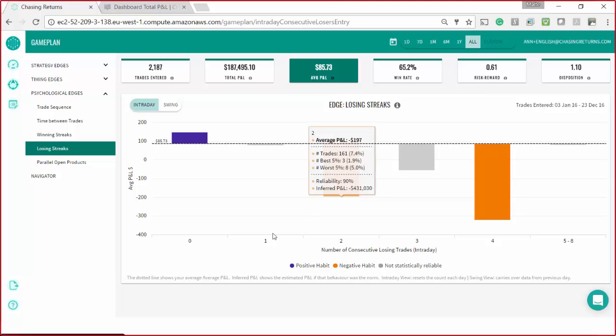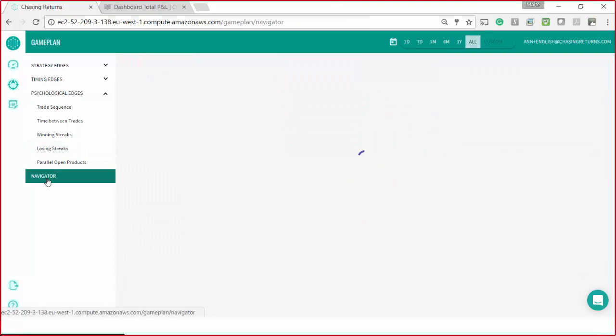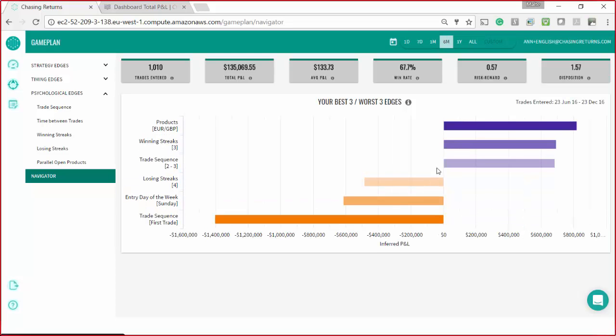And then there's just one more piece I want to show. If you go to the navigator on the bottom, and actually, if you pick the 6 month time frame, it just happens to be a better example. Obviously, you can look at any particular time frame once there's enough data there. But because we've got so many different ways we look at the data, we put in this navigator to help you figure out where to start. What this is doing is taking the inferred P&L and telling you what your best three and your worst three are. Okay, so it's kind of a recap.